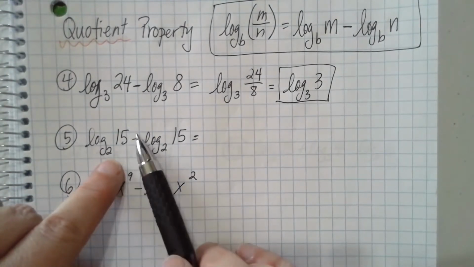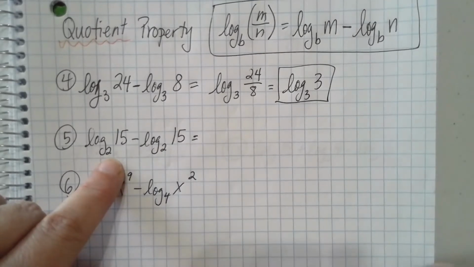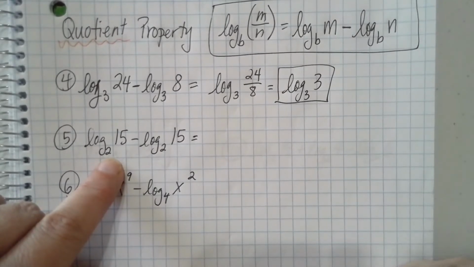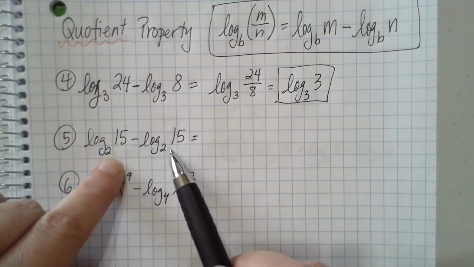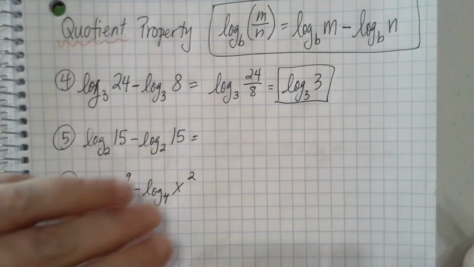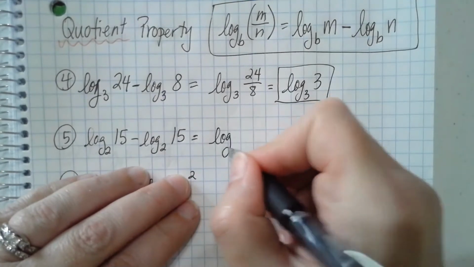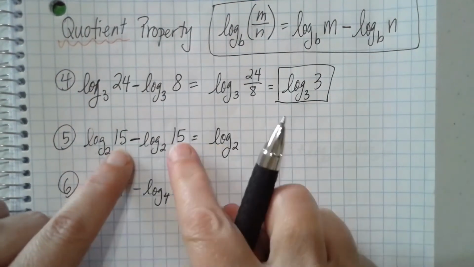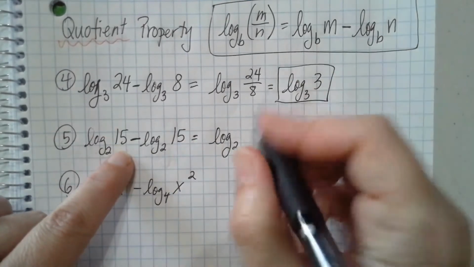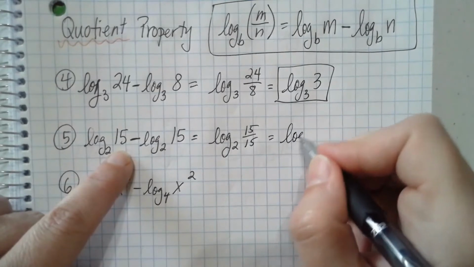Log base 2 of 15 minus log base 2 of 15. Anything minus itself should really equal 1. Well, no, that's a lie. Anything minus itself is nothing, right? This should be 0. So let's see how that works. So we have the same base, log base 2. We have a subtraction sign here. So what am I going to do with my 15s? We're going to divide them. 15 divided by 15 is 1.